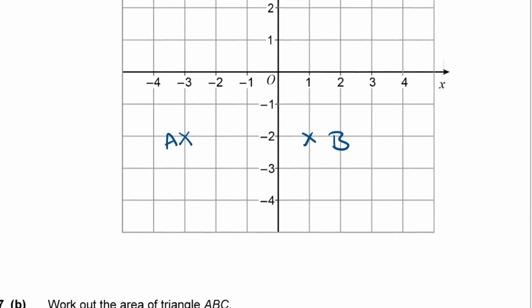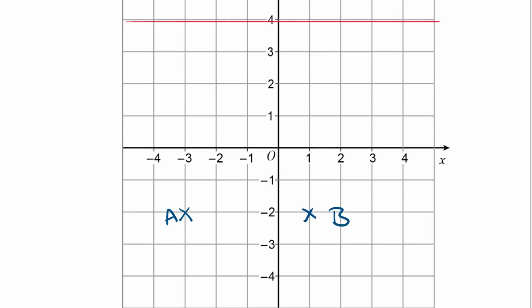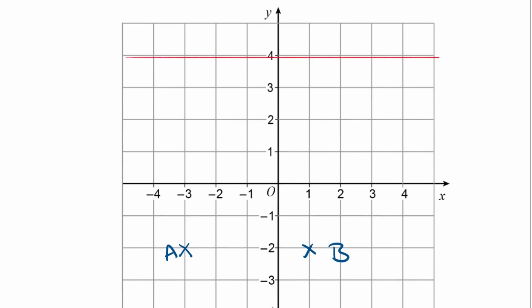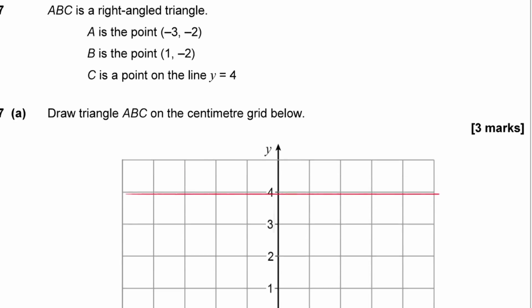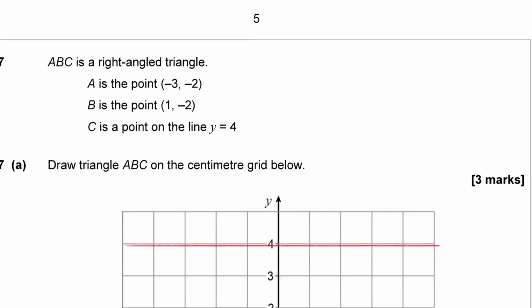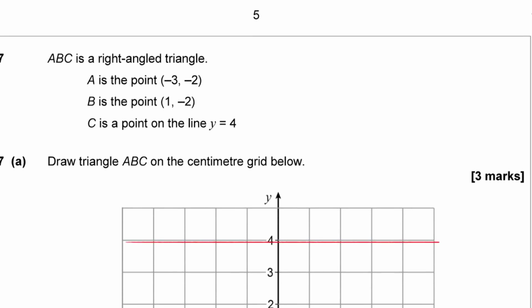Now, it doesn't tell me where C is, so perhaps it doesn't matter. So C, I suppose, could be anywhere along there. Let's put it... Oh, it's a right angle triangle, sorry. I missed that bit at the beginning. I was a bit puzzled for a bit.